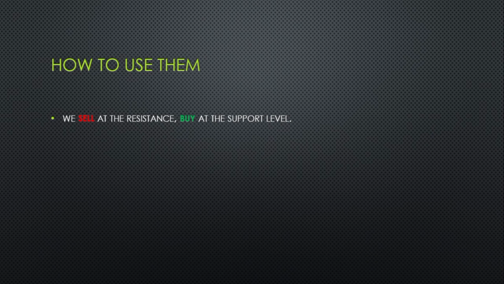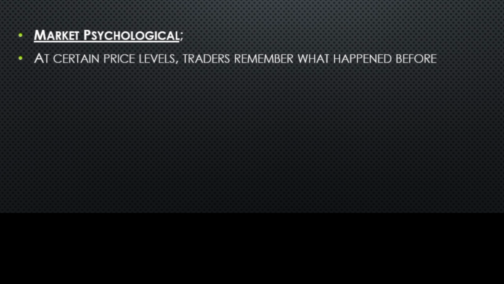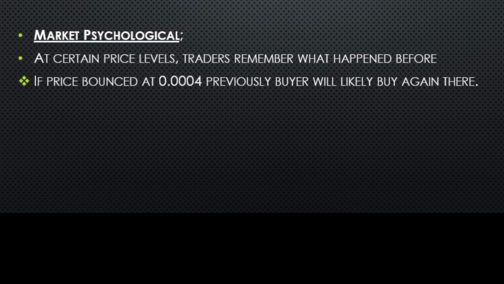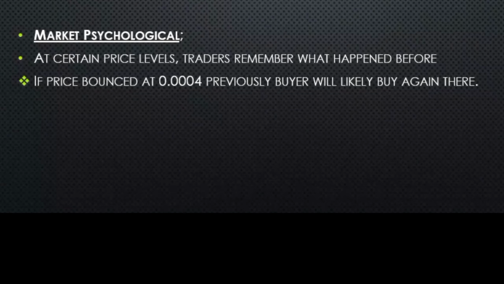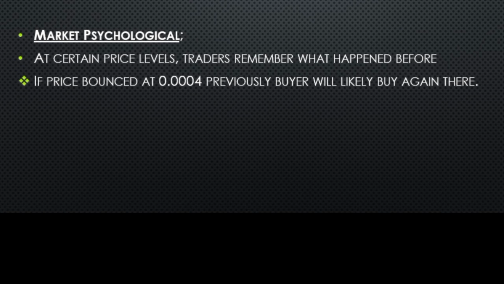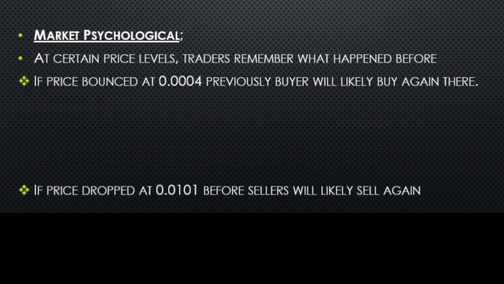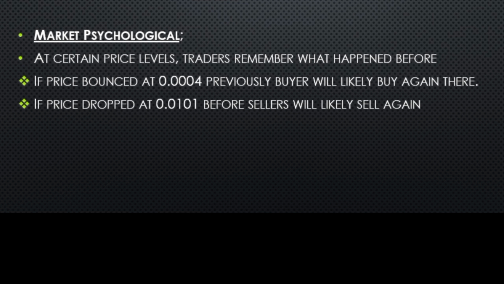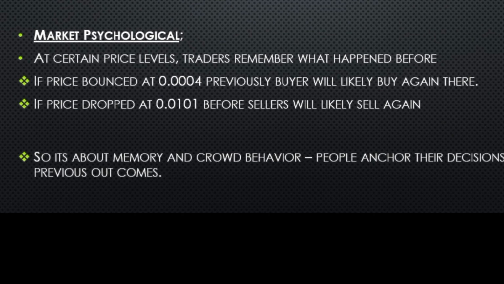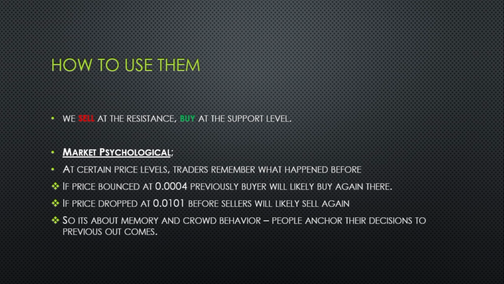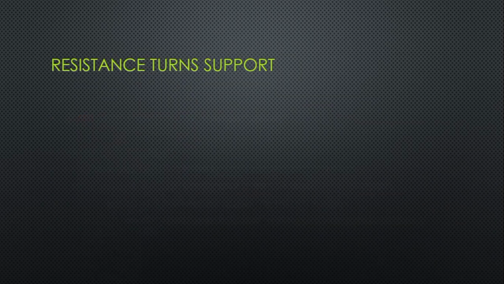So how do we use them? We sell at the resistance and buy at the support level. This happens because of market psychology. At a certain price level, traders remember what happened before. If price bounced at 0.0004 previously, buyers will likely buy again there. If price dropped at 0.0101 before, sellers will likely sell again. So it's about memory and crowd behavior. People anchor their decisions to previous outcomes.